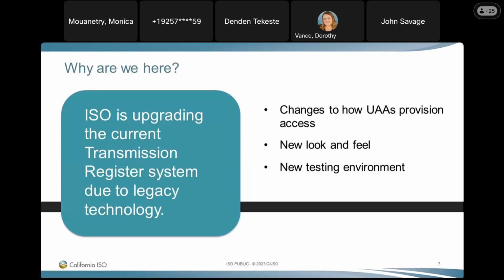As I mentioned earlier, why are we here today? We saw this as an opportunity to upgrade the existing technology for the transmission registry application. In doing so, it's going to promote other areas that allow us to expand our system. One of the things that we're going to be doing is changing the way the UAA provisions access for the users of the transmission registry system.